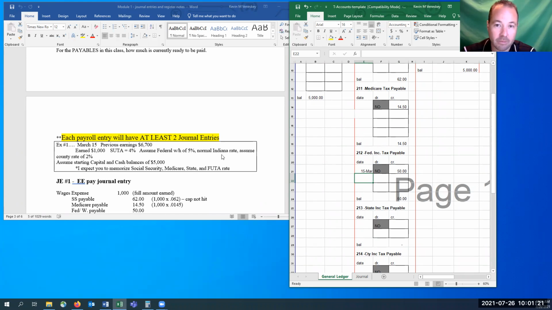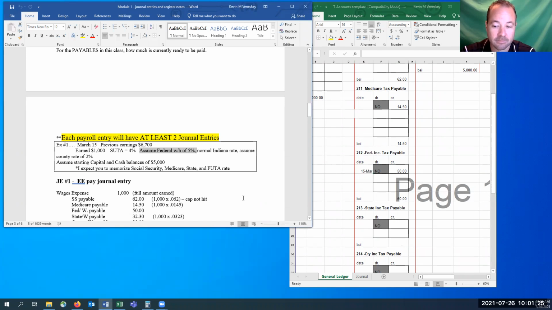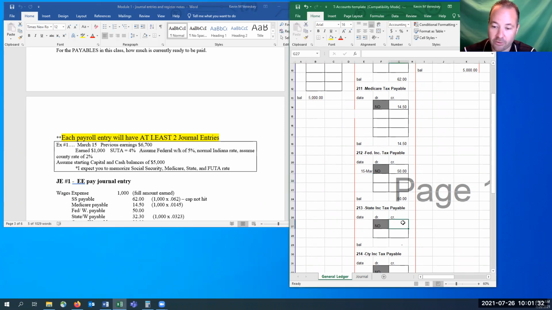Normal Indiana rate, remember that's 3.23%. So we take our 1,000, no cap, 3.23%. So we've got 32.30.